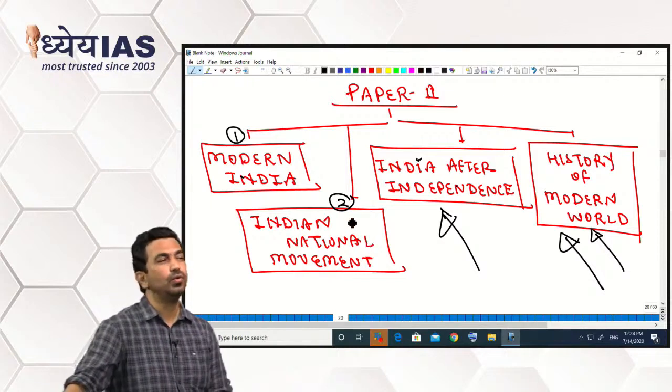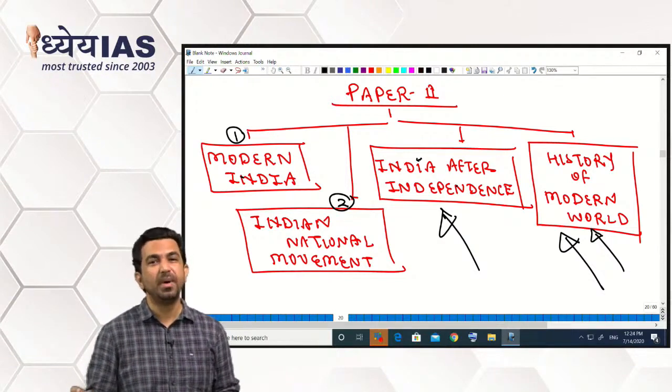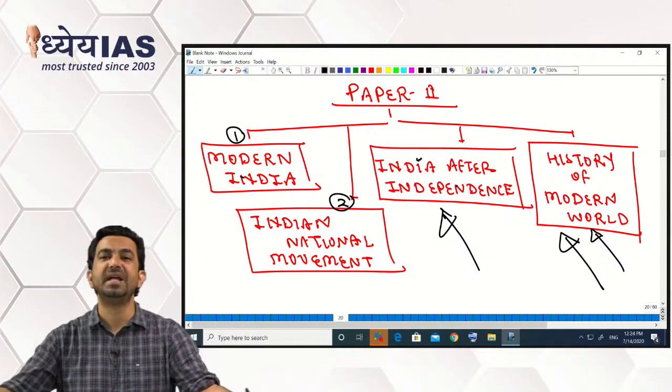Together, paper 2 takes around 2 months or 2 months 10 days.